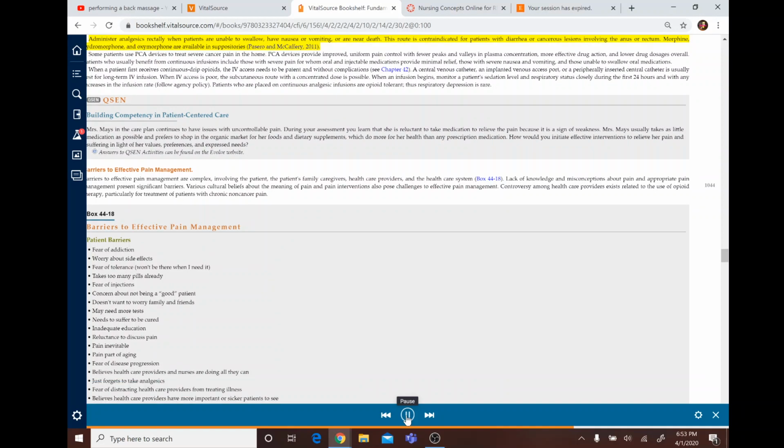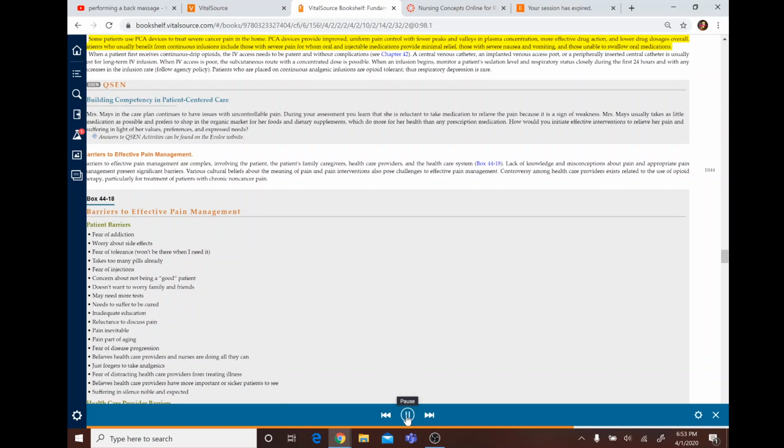Administer analgesics rectally when patients are unable to swallow, have nausea or vomiting, or are near death. This route is contraindicated for patients with diarrhea or cancerous lesions involving the anus or rectum. Morphine, hydromorphone, and oxymorphone are available in suppositories (Paice and McCaffery, 2011).